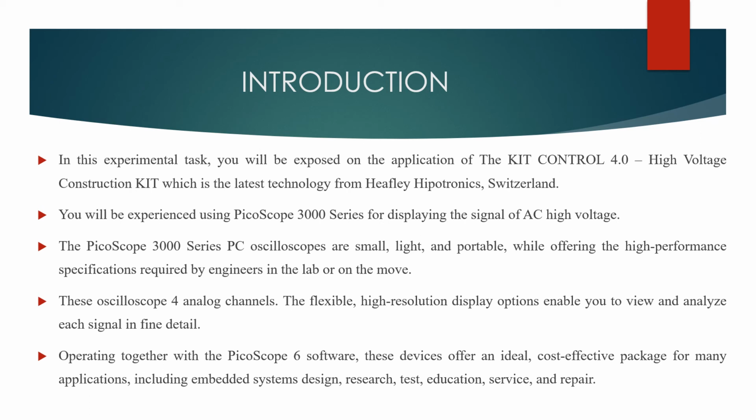The Picoscope 3000 series PC oscilloscopes are small, light and portable, while offering the high-performance specifications required by engineers in the lab or on the move. These oscilloscopes have four analog channels. The flexible high-resolution display options enable us to view and analyze each signal in fine detail. Operating together with the Picoscope 6 software, this device offers an ideal, cost-effective package for many applications, including embedded system design, research, test, education, service, and repair.